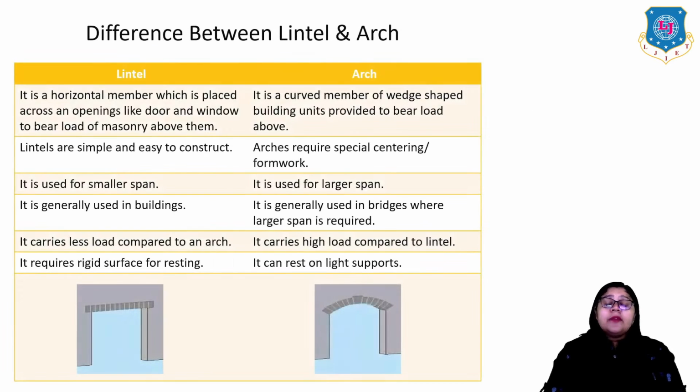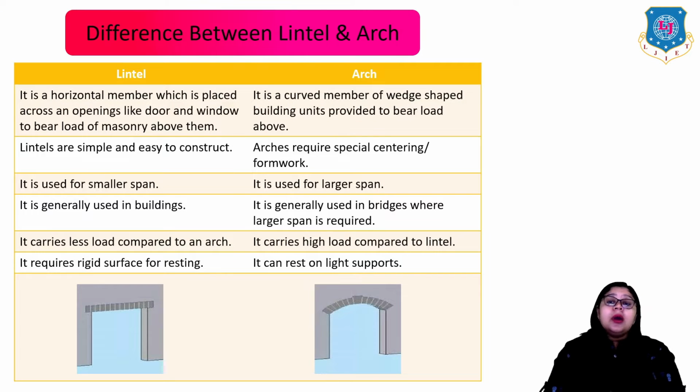Now, let me give you a clear difference between the lintel and arch first. A lintel is a horizontal member which is placed across an opening like a door and window to bear the load of masonry above them. But an arch is a curved member of wedge-shaped building units provided to bear load above. When I talk about simplicity and ease of construction, lintels win, because in arches we require special centering and formwork.